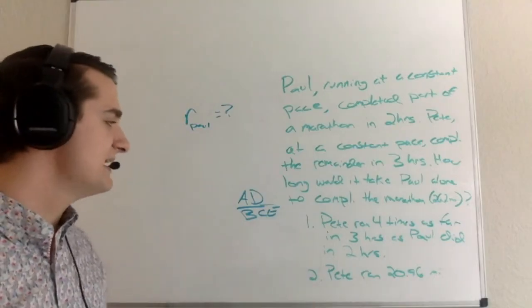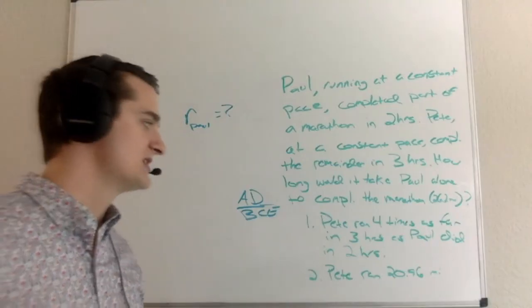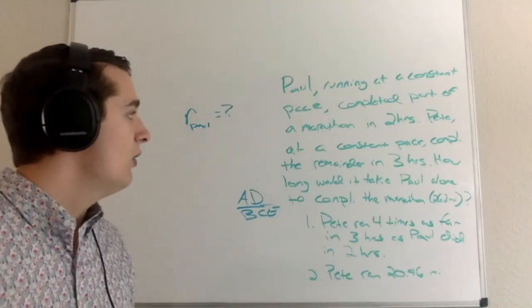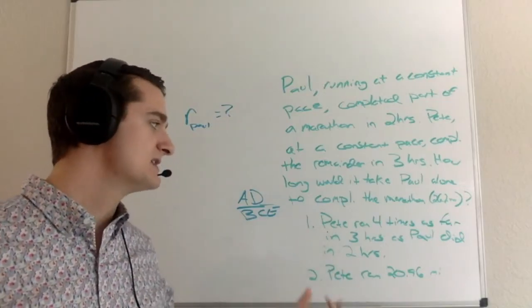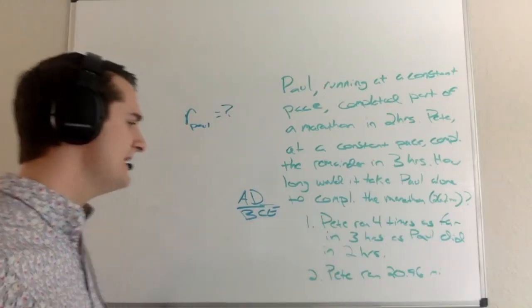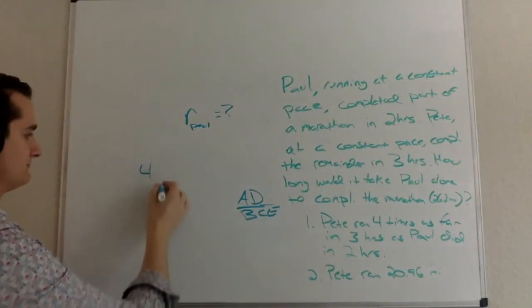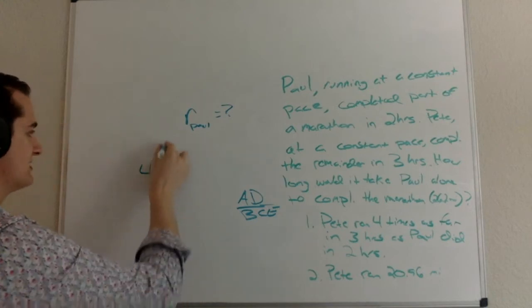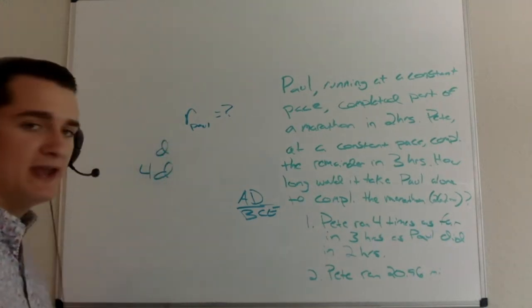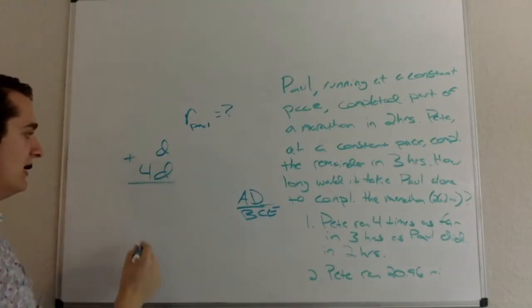What I'm told from statement one is this, is that Pete ran 4 times as far in 3 hours as Paul did in 2 hours. Well, so if Pete in his portion ran 4 times as far as Paul did, then basically Pete's distance is 4 times the distance of Paul, and Paul's distance is just D. Now, what I know is that these two together ran an entire marathon.